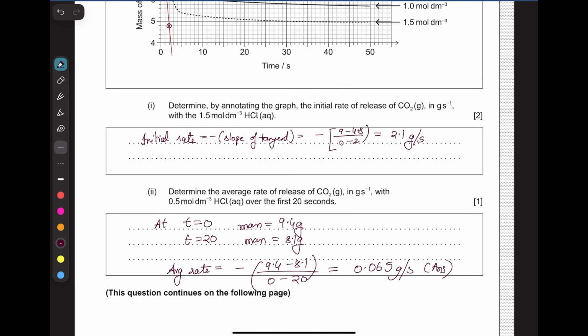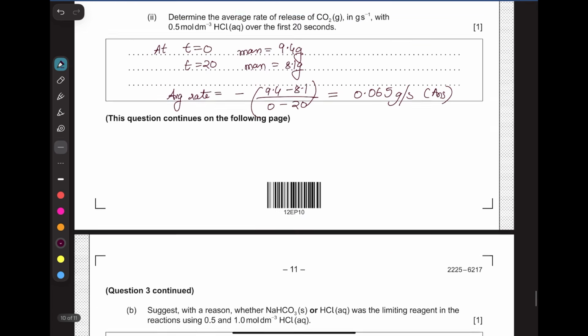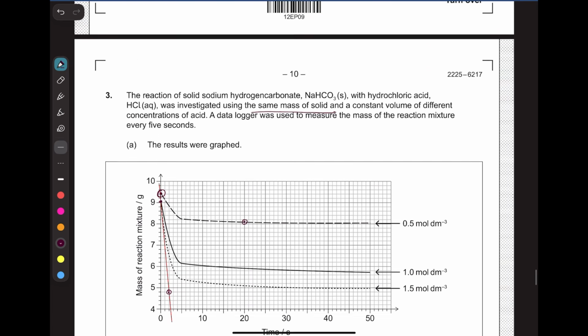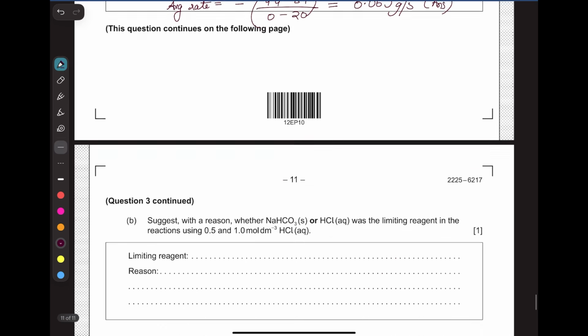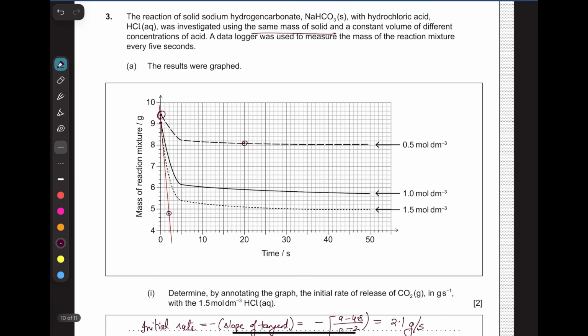That's the answer. Now the last part: suggest with a reason whether NaHCO3 or HCl was the limiting reactant in the reaction using 0.1 and 1 mol per dm³. Now see, we know that NaHCO3 is a solid and it has the same mass in both the reactions. A limiting reactant will tell you how much product will be formed. The amount of product formed will definitely come from the mass or the concentration of the limiting reactant. So if something is a limiting reactant, if you change its mass or concentration, your products will change.